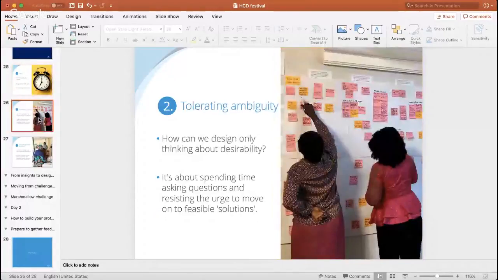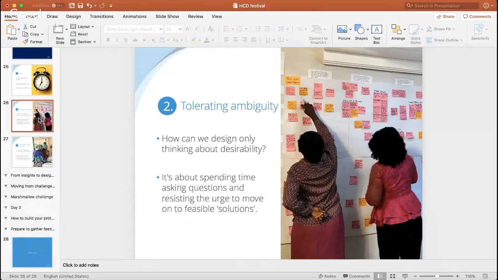The second challenge has been to tolerate ambiguity from the teams, from the different partners, from the users. And this is, of course, not easy. From human nature, we always want to have a solution. We always want to have an answer. And with human-centered design, some of the things that we suggest is also to tolerate not knowing what the solution will be, to tolerate just exploring and just seeing what could happen with the process, and spending a lot of time just asking questions and resisting the urge to move to feasible solutions, or to what can work, to what we can do, and not moving to the feasibility and scalability lenses before we have only analyzed the desirability.